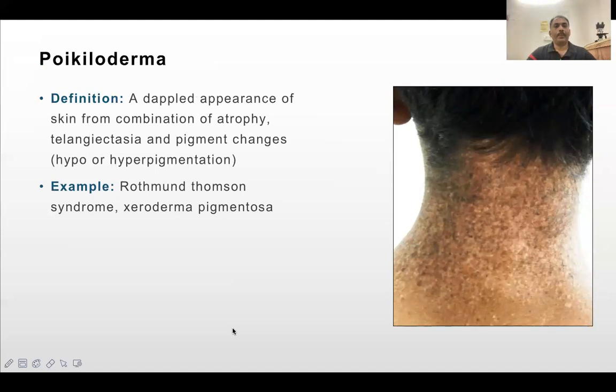Poikiloderma is a combination of skin atrophy, telangiectasia, and pigmentary changes. This can be hypo or hyperpigmentation. Several diseases such as Rothmund-Thomson syndrome and xeroderma pigmentosum are associated with poikiloderma.